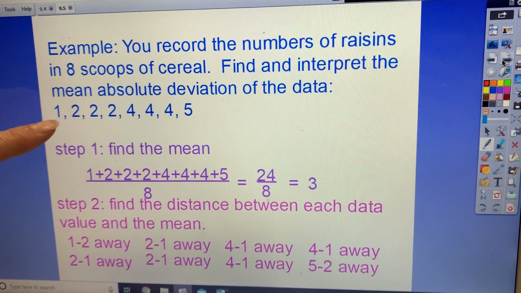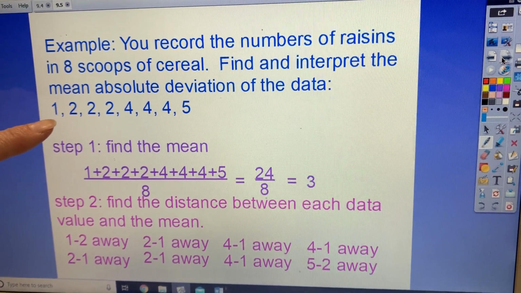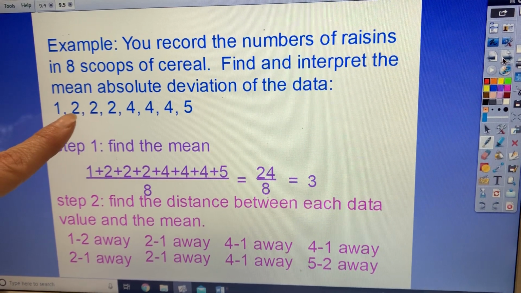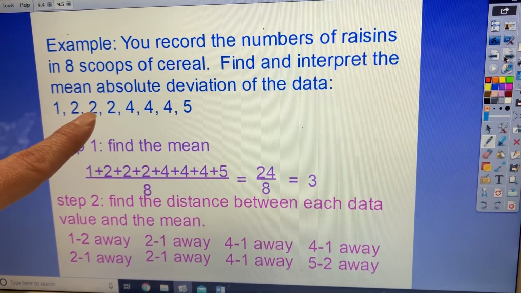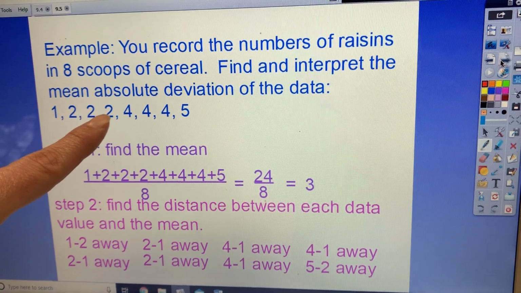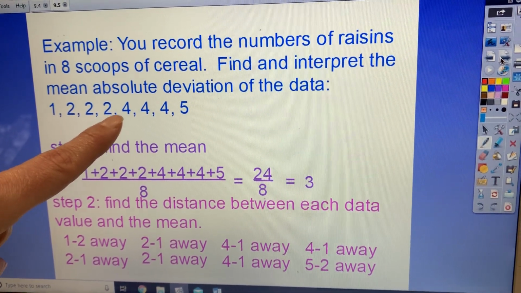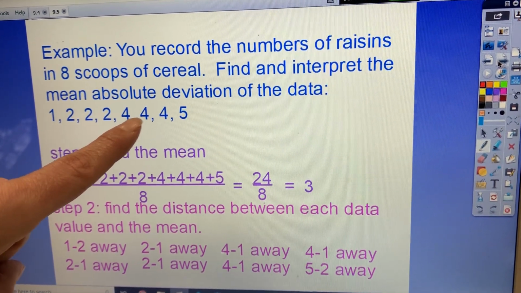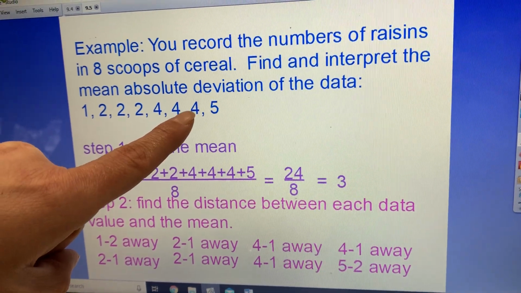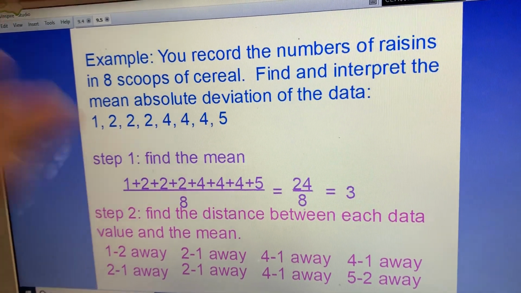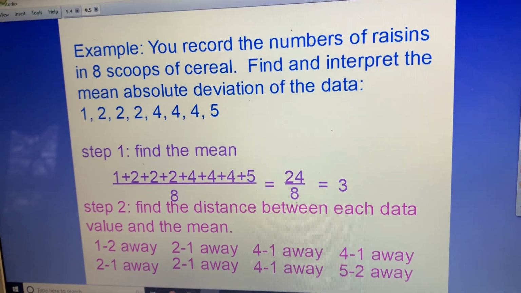Let's just say in the first scoop of cereal, you only had 1 raisin in it. In the second scoop, you had 2. In the third scoop, you have 2 raisins. In the fourth scoop, you have 2 raisins. In the 5th scoop, you have 4 raisins. In the 6th scoop, you have 4 raisins. The 7th scoop, you have 4 raisins. And then in the 8th scoop, you have 5 raisins.